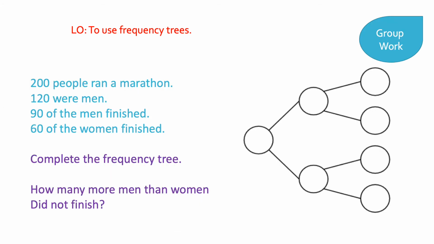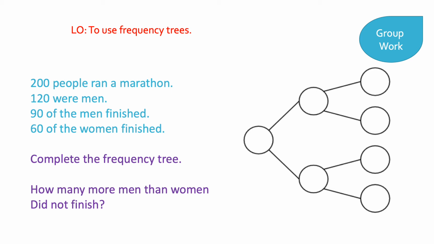So having worked together and discussed ideas, I would then set a little bit of group work. You do this in partners or in a group on your table, and I'll just let you read through this and try and complete the frequency tree. You can see the key information there, which I'll be able to go through with you.